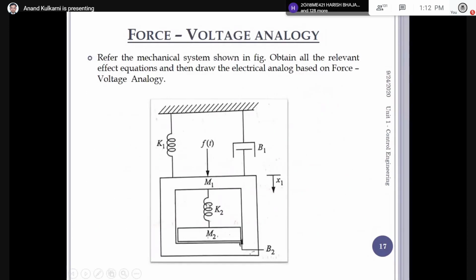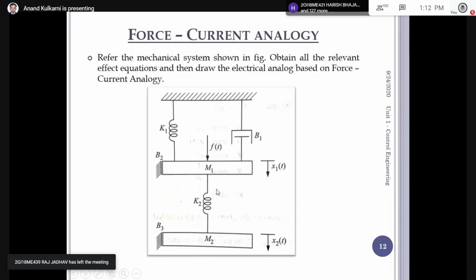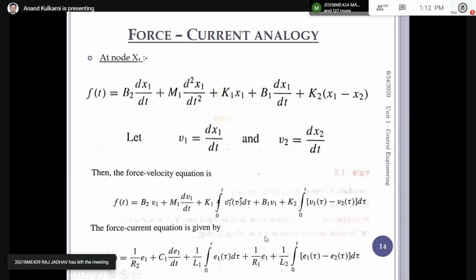Then spring constant K is nothing but 1 by L. So what we have written is, at node 1, f of t in terms of I of t, for the force current equation.